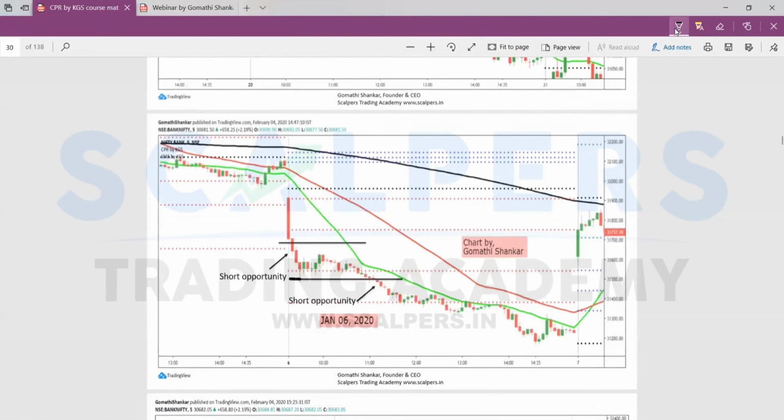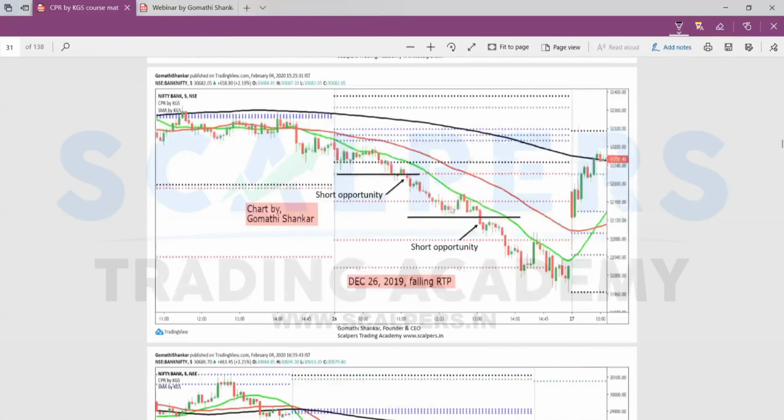See, this is the day low. The day low is broken here. As soon as the day low is broken, see, the candles are slowly inching downwards. See here, and once again on December 26, it is a falling RTP.